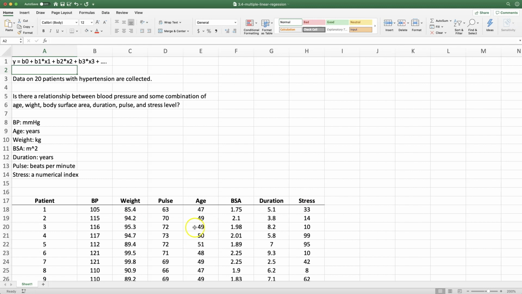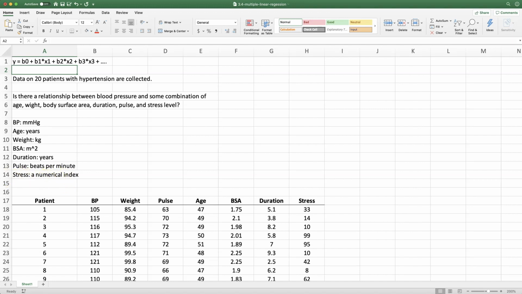The units for each of these measurements are millimeters mercury for blood pressure, years for age, kilograms for weight, square meters for body surface area, years for duration, beats per minute for pulse, and some numerical index for stress.